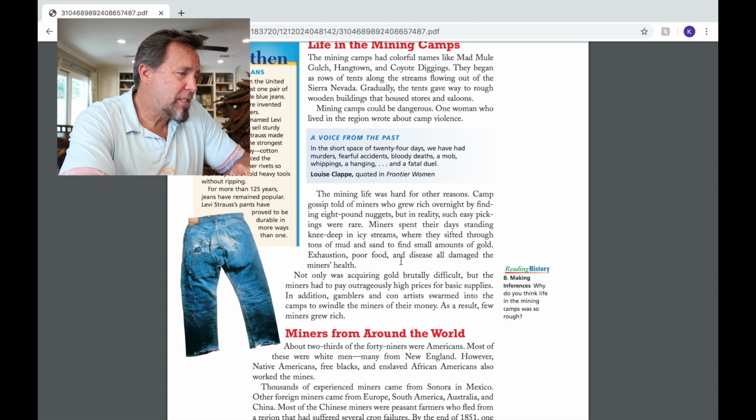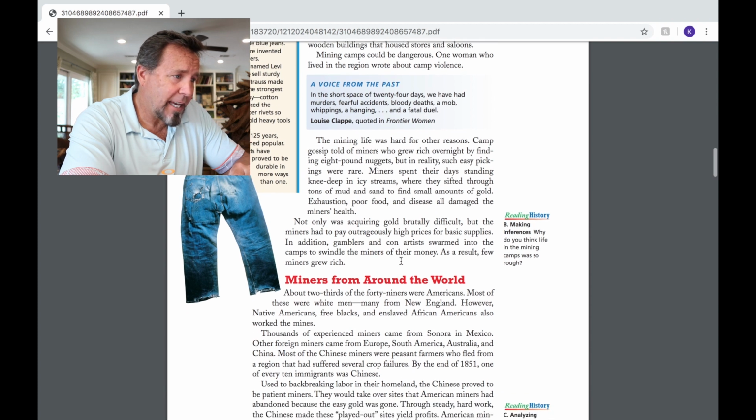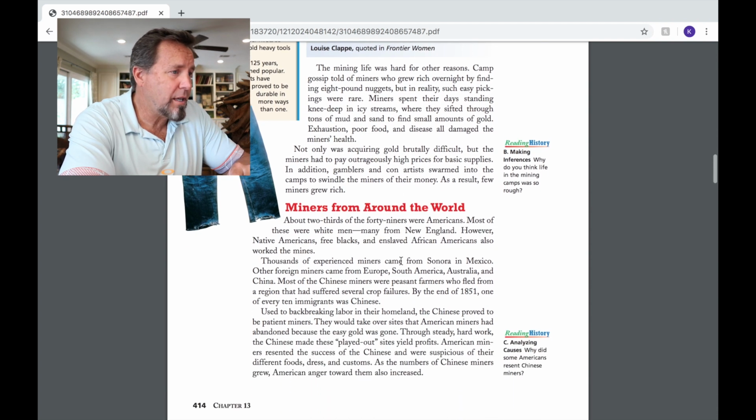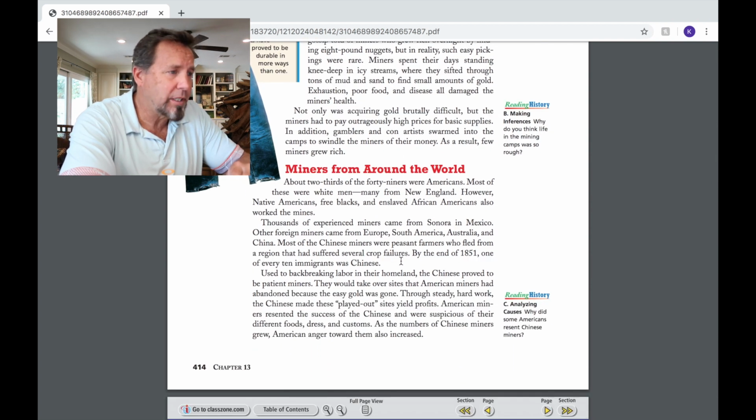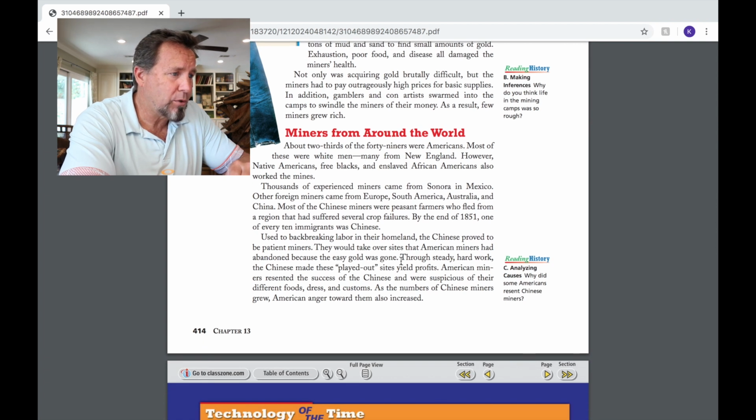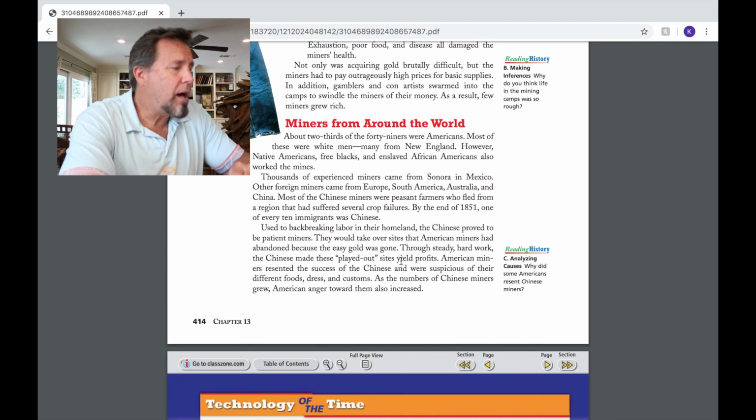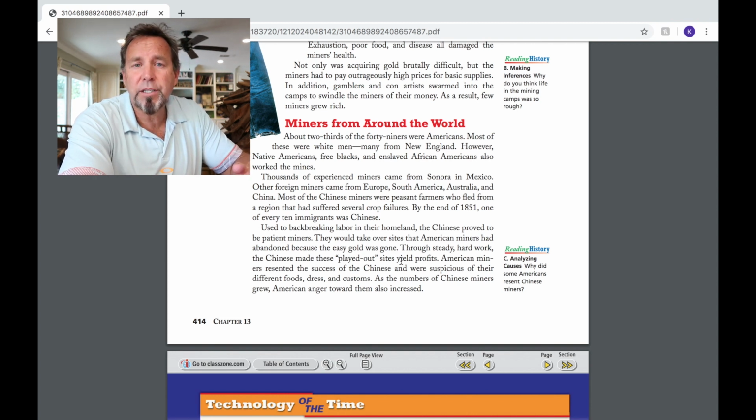So on this page it talks about the mining camps, how dangerous they could be, how you could lose your money gambling, you could lose your money by being robbed or killed. But then at the bottom of page 414, one of the effects of the gold rush is the cultural diversity in California, because you have people coming from around the world, besides the mostly white Americans, but also some African Americans coming from the east and the south to get rich in California.